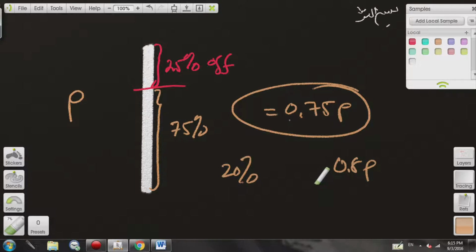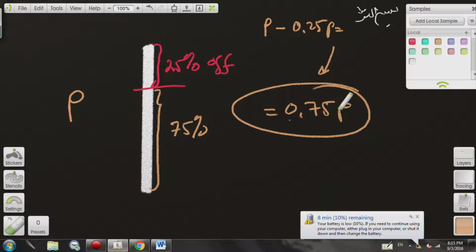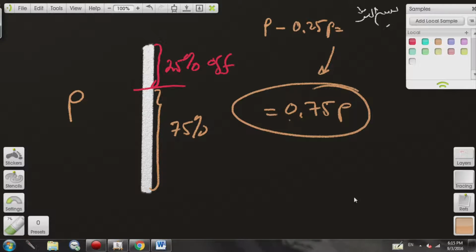You follow? I think visually it's easy to just understand it like this. Or how I was saying, you take the original price and subtract 25% of the price. That's this. So we have 8 minutes left. We better hurry up.